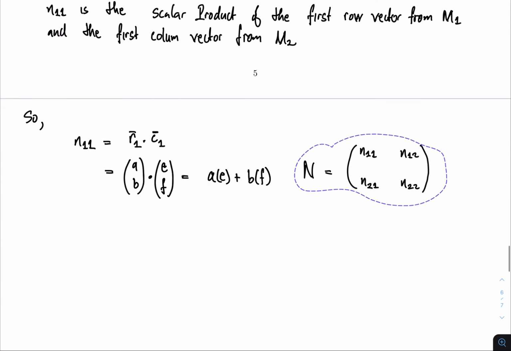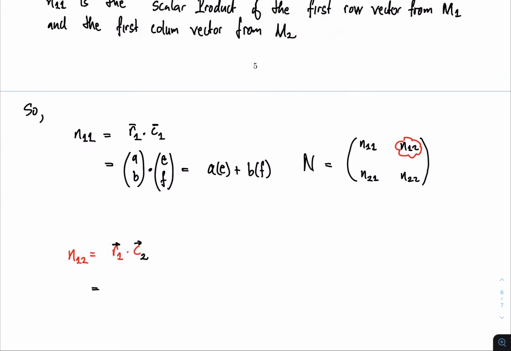So we can now write down N12 as R1 dot C2. This means that we now have AB dot GH, and notice in this case we are not just saying times, but we're actually saying dot, which is a specific type of multiplication, equals A times G plus B times H. Notice that A and G are in the same position and B and H are in the same position. So we're just multiplying elements in the same positions and adding them as we go along.